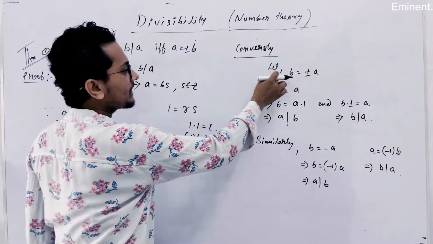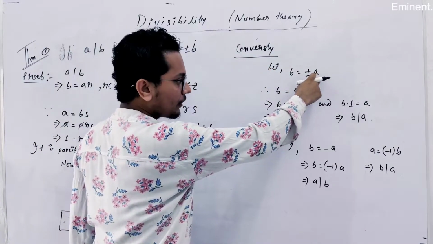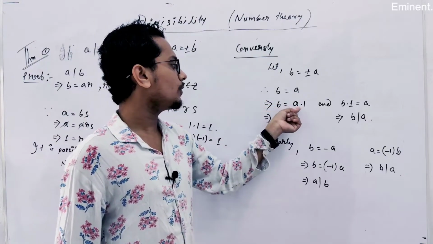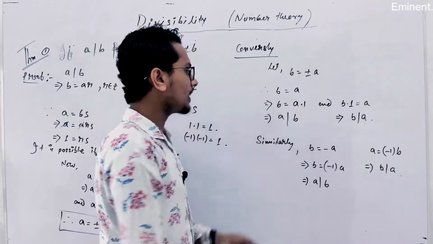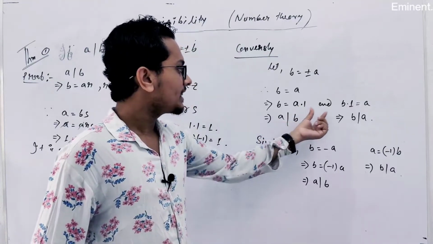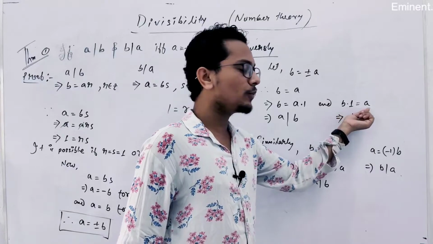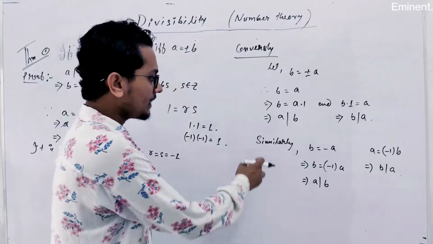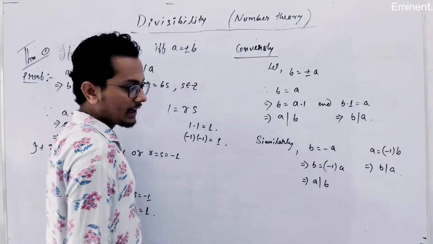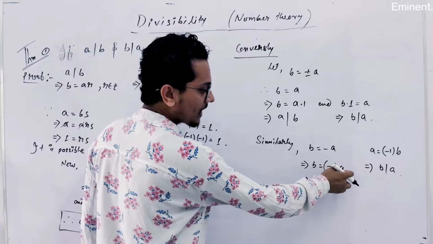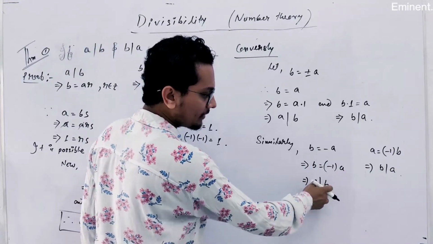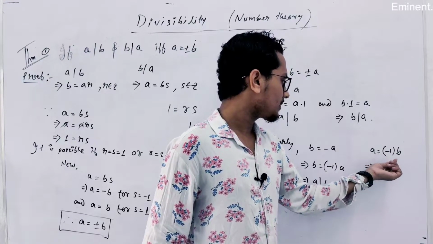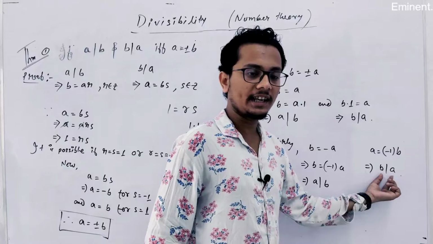If you take b equals plus or minus a, then when b equals a, you can write b equals a into 1. From here you can easily write a divides b. Similarly you can write a equals b into 1. From here you can write b divides a. Similarly, when b equals minus a, you can write b equals minus 1 into a. From here you can write a divides b. Similarly, a equals b into minus 1. From here you can write b divides a.